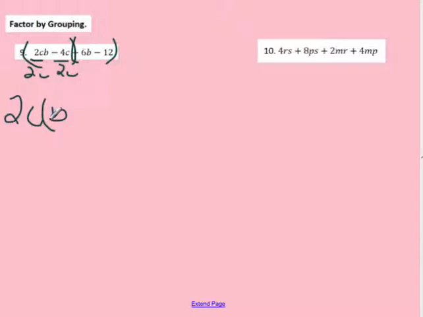Negative 4 divided by 2 is negative 2, and c over c is going to cancel. Then here we have 6 and negative 12. What divides 6 and negative 12? Well, that's going to be 6. So we're dividing each of these by 6. 6 divided by 6 is 1, and then we just have b. Negative 12 divided by 6 is negative 2.